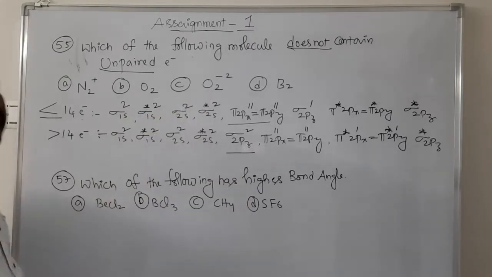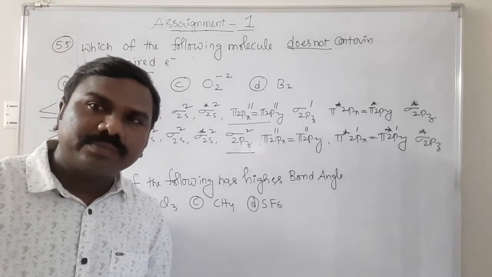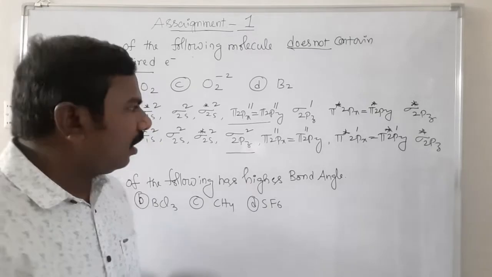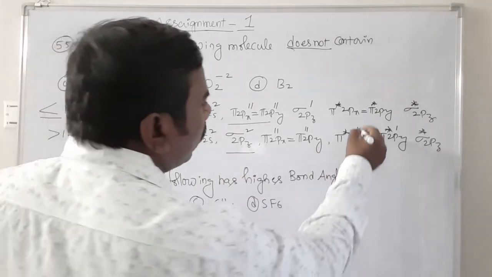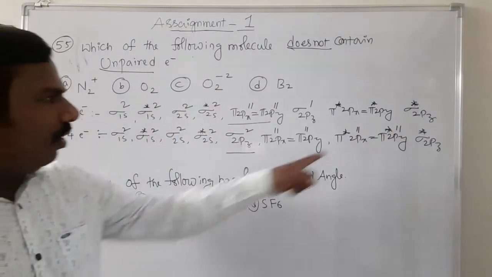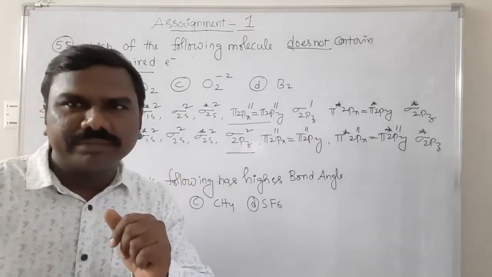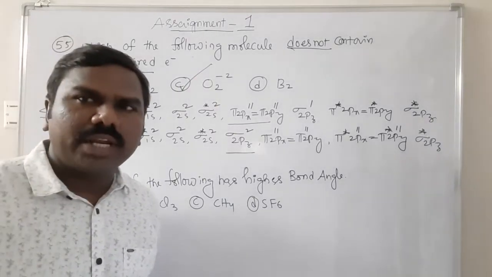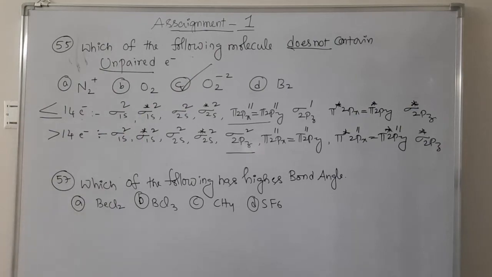Next, O2 minus 2. O2 minus 2 means 2 extra electrons are there. 16 plus 2, 18 electrons in O2. 16 were already filled, and 2 more extra are given. Right? All electrons are paired only. No unpaired electron. That's why the right option is O2 minus 2. Getting all of you? Right. It does not contain an unpaired electron.